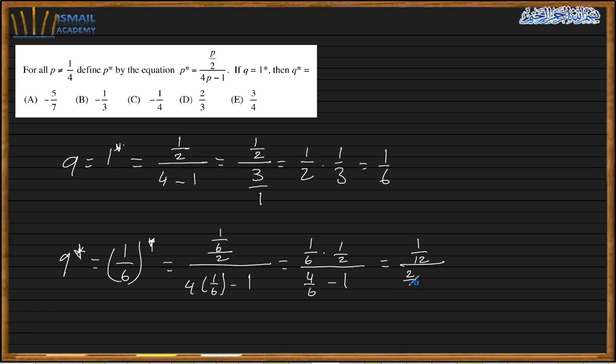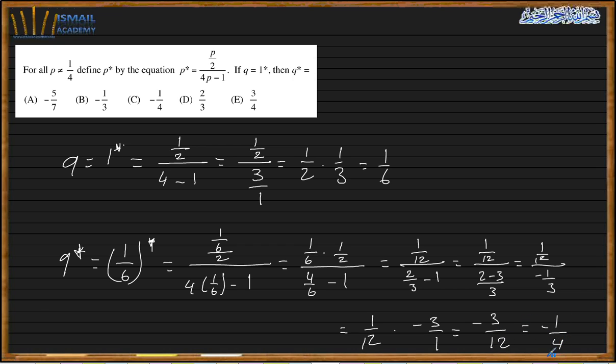2/3 minus 1. So this is 1 over 12 over 2 minus 3 over 3 if we make common denominator. So it's going to be 1 over 12 over minus 1/3 multiplied by the reciprocal. So we'll have 1 over 12 times minus 3 over 1. So it's going to be minus 3 over 12, which is minus 1/4. C is my choice.